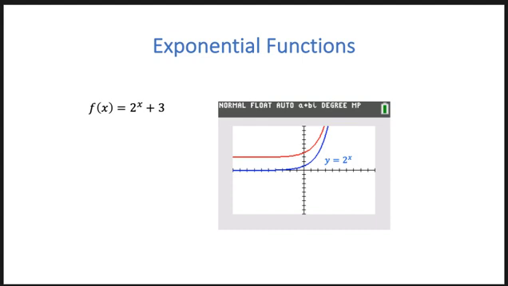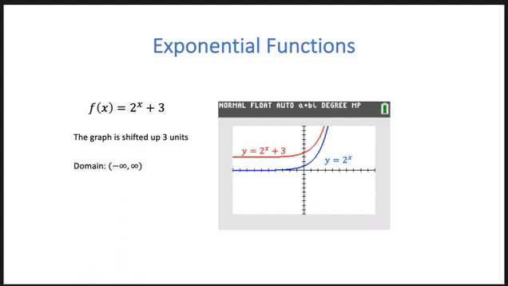So once again, y equals 2 to the x. You can think of this as our basic function, our parent function, if you will. And then in red is y is equal to 2 to the x plus 3. And the graph is shifted up 3.